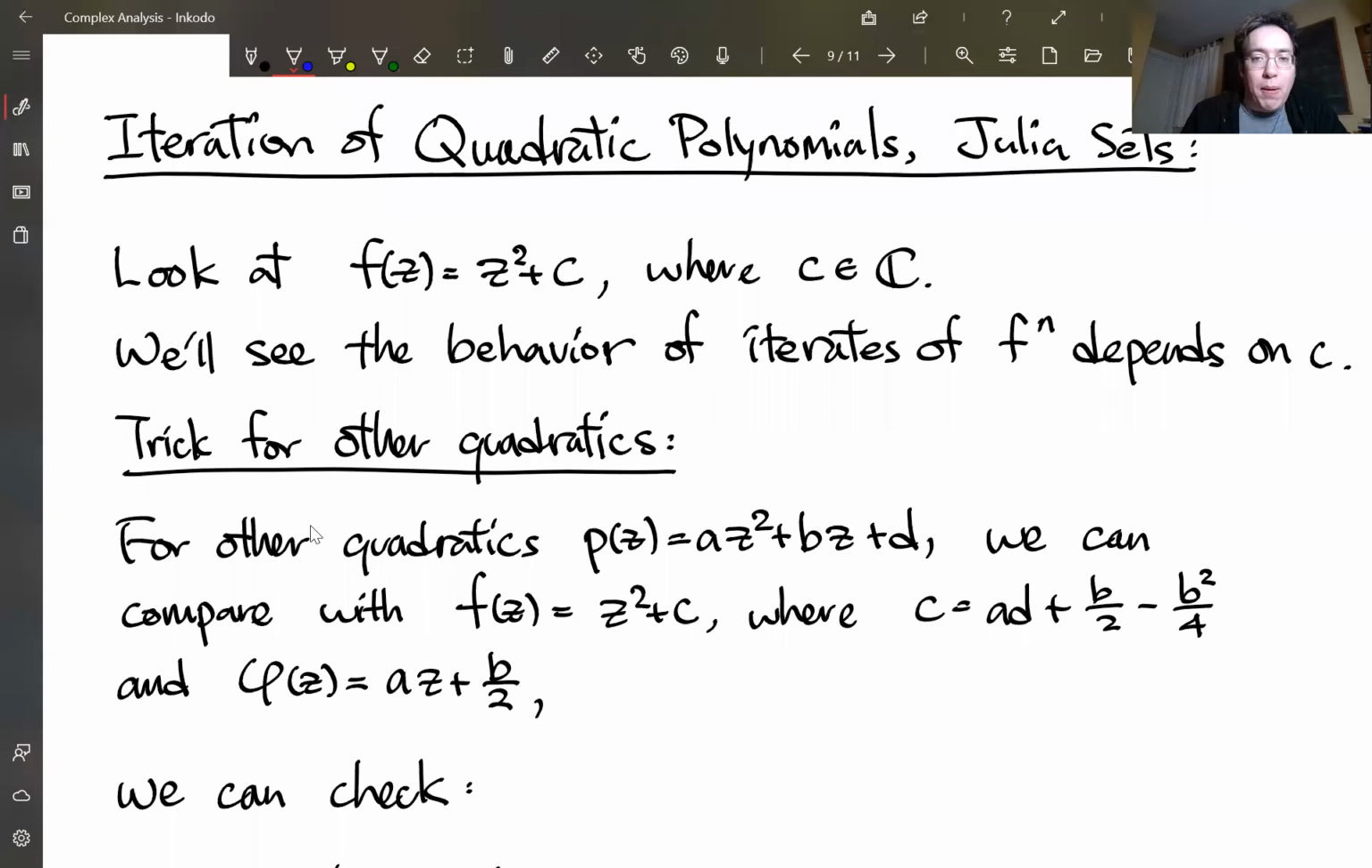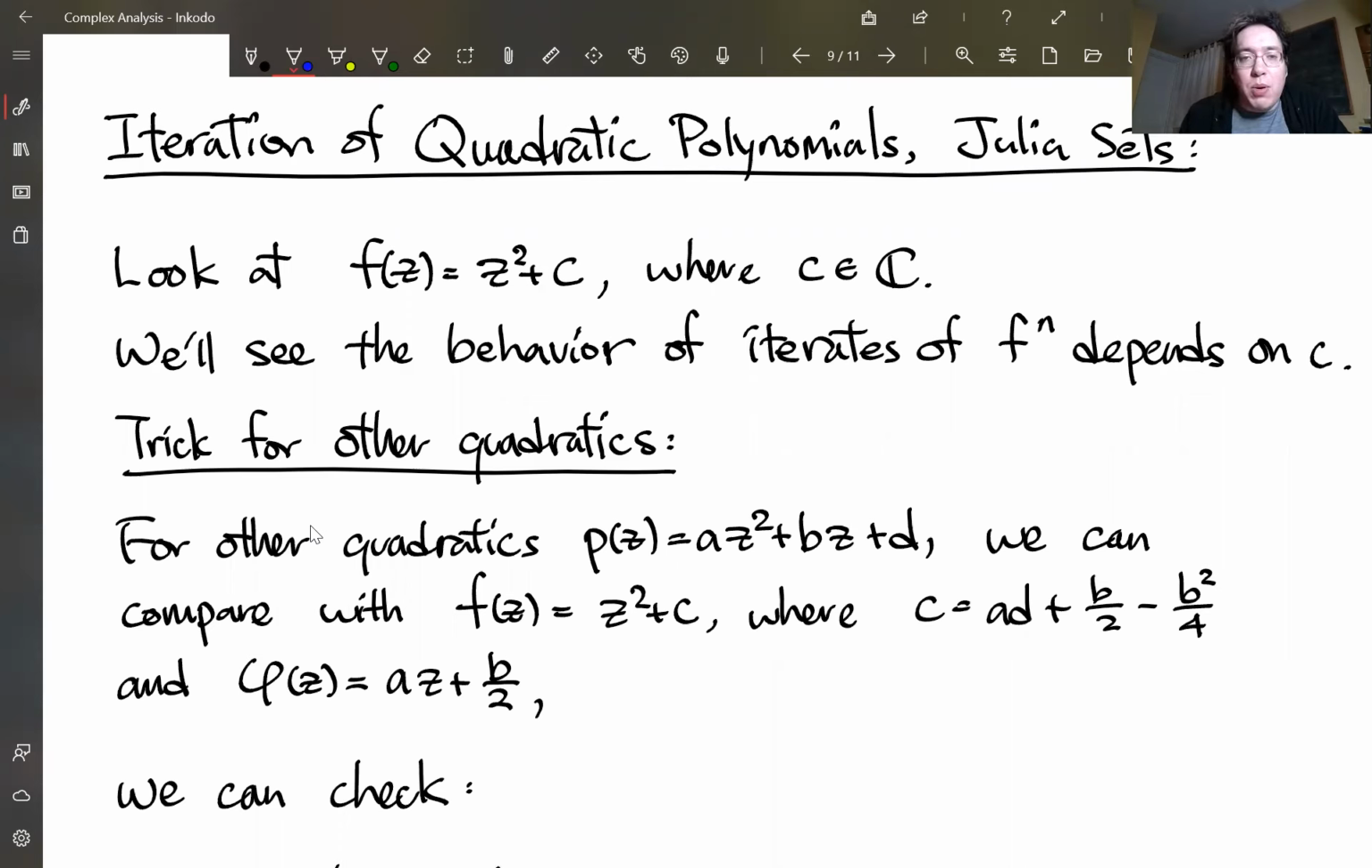In this video, we'll finally get to the definition of Julia sets, and we'll start our investigation on quadratic functions in complex numbers. Here we go. Okay. So what we want to study is quadratic functions that look like z squared plus c, where c is a complex number. And we'll see how the behavior of the iterates of this function depends on this constant c.